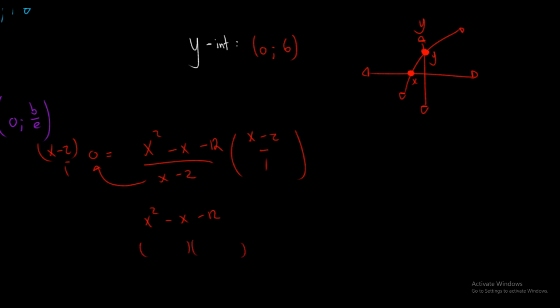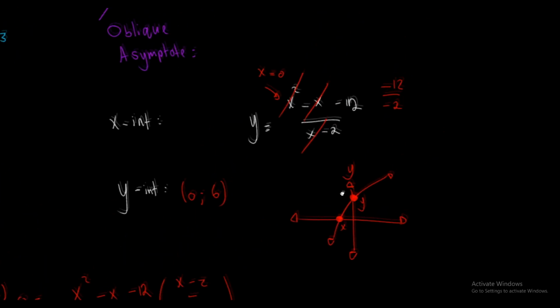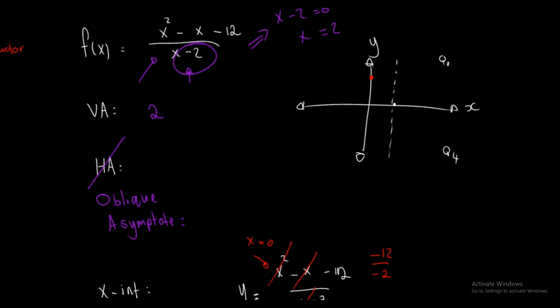We can say x minus 4, x plus 3. So therefore, x is going to be equal. You set this one equal to 0, set this one equal to 0. So x sub 1 is going to be 4, and x sub 2 is going to be negative 3. So let's go find 4 and negative 3. So 4 is over here, and negative 3 is over there. So now we have these points.